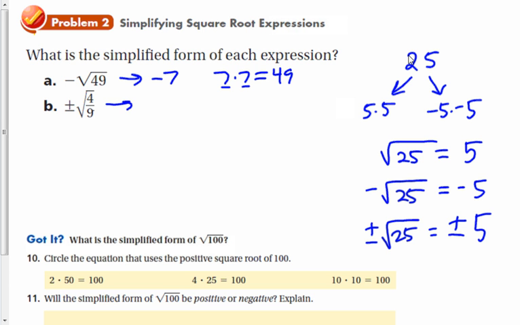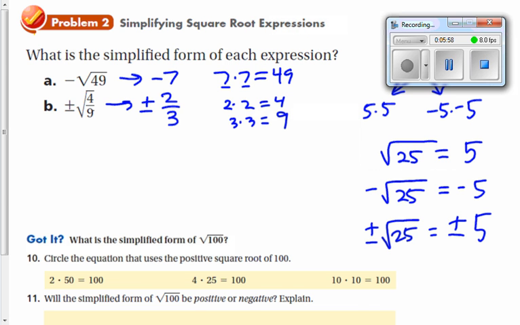Similarly, here we want both square roots. We want the positive and the negative. We know that 2 times 2 equals 4. And we know that 3 times 3 equals 9. So the square root is plus or minus 2/3. All right, I'll let you try that.